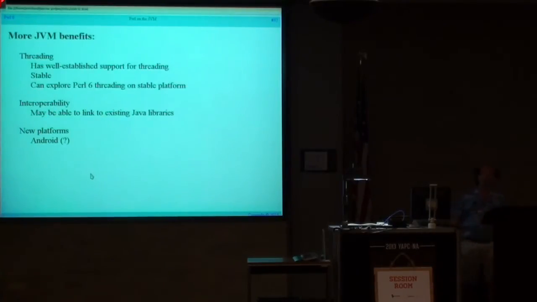Interoperability might be an advantage of doing this. We may be able to link existing Java libraries, and you'd be able to access a Java library from your Perl 6 program. That could be really cool. It might make it available even on other platforms, like Android, which is of course a JVM-based platform, so we could maybe get Perl onto an Android system, which would be really nice.